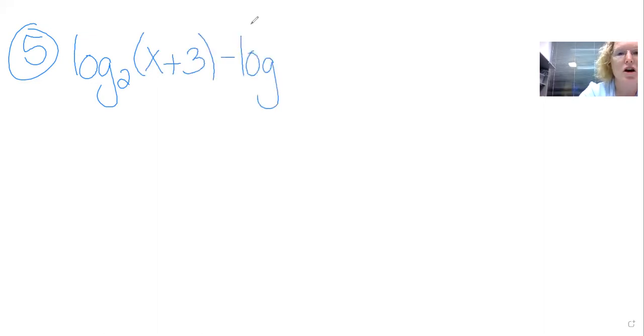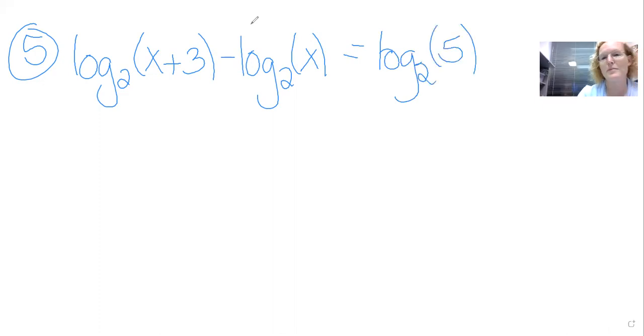So this one is going to be log base 2 of x plus 3 minus log base 2 of x equals log base 2 of 5. So I picked this one for a couple of reasons. First of all, it's going to have a fraction in it, and people get a little leery of fractions, and I understand that.